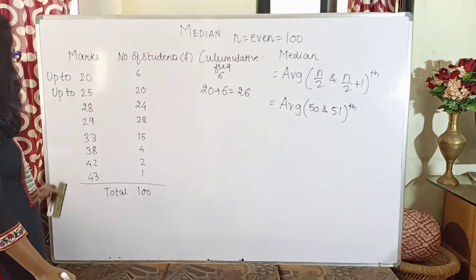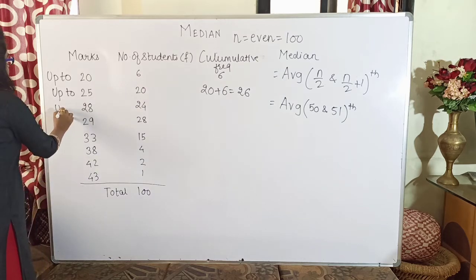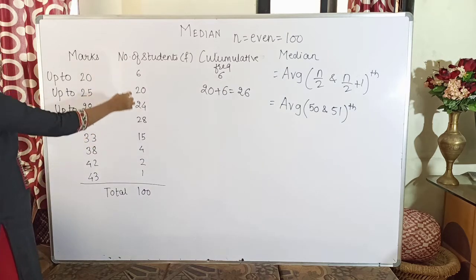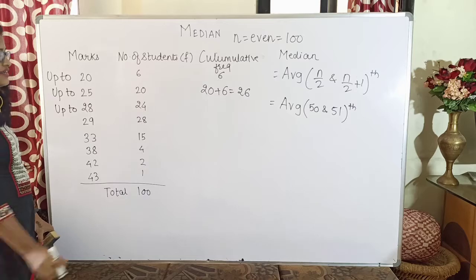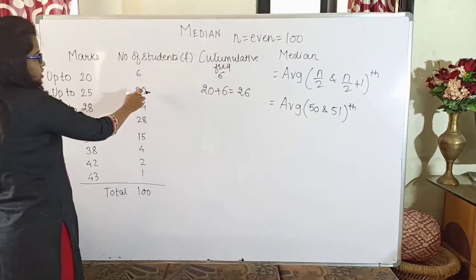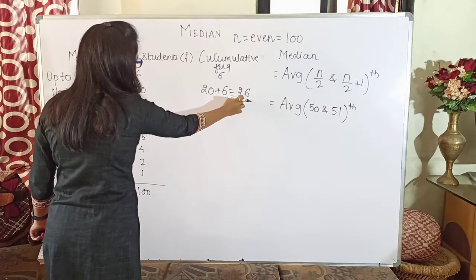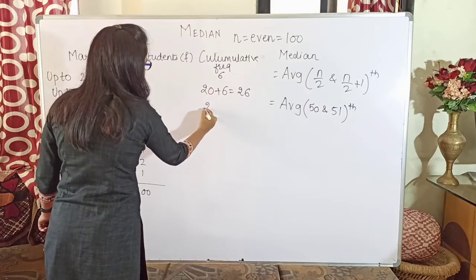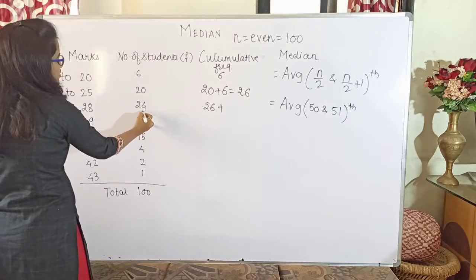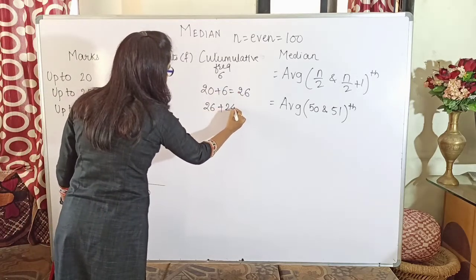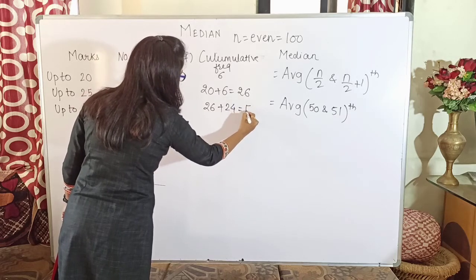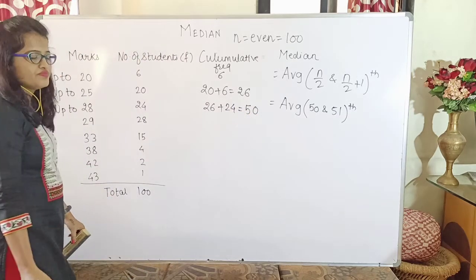Okay, similarly, how many students have got the values up to 28? Up to 28 means all three will get added, the 28 and the previous two. Now the addition of these two I have already found, so I will just take this value and in this value I will add the frequency of next row, that is 24, which will give me 50.